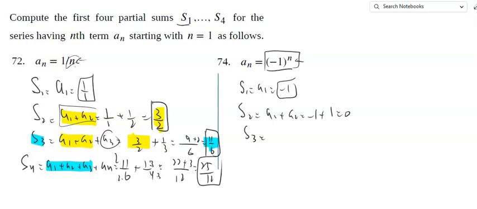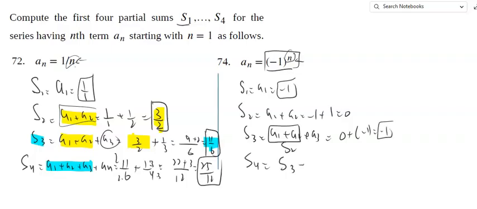S sub 3 is, well, obviously it's a sub 1 plus a sub 2 plus a sub 3, or I could simply say that is S sub 2 plus a sub 3, that is 0 plus a sub 3, put a 3 in there, negative 1 to the 3rd power is negative 1, and that's negative 1. And S sub 4, obviously that's S sub 3 plus a sub 4, and S sub 3 was negative 1. When you put a 4 in there, negative 1 to the 4th power is 1, and that's a 0.